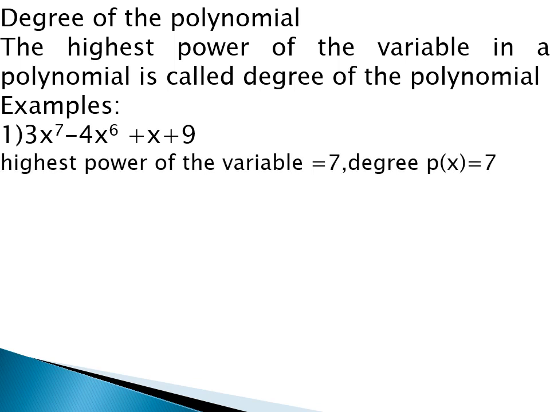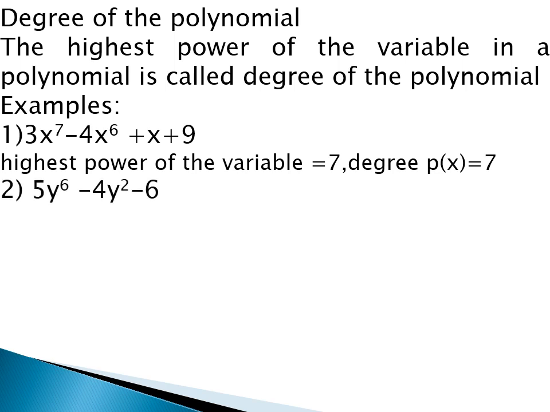How to find this? Find out the highest power of the variable. After finding that, you write it, and that is called the degree. So how to conclude? Degree of p of x equals 7. So the first example is over. We will move to the second.